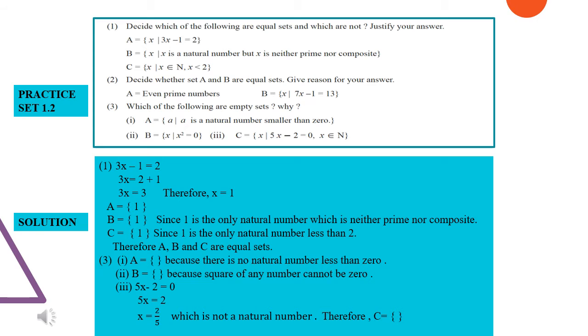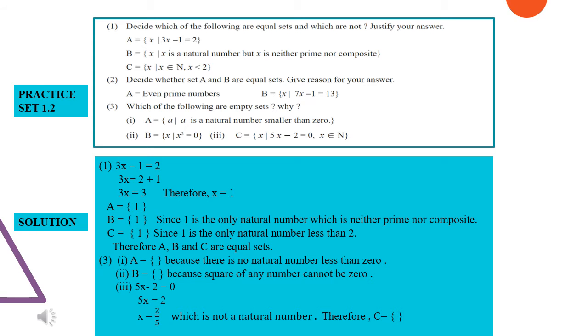So we start with our practice set 1.2. Let us see if you are able to recollect what we have learned earlier. Question 1. Decide which of the following are equal sets and which are not. Justify your answer. So set A, they have given us x such that 3x minus 1 is equal to 2. So I first solve the equation and get the value of x. Now how do we solve it? Look at the solution given below.